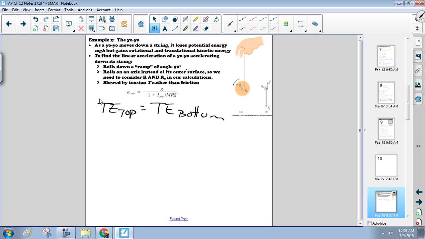Okay. All right. So back to this. All right. So as the yo-yo moves, we're going to be converting gravitational potential energy into both kinetic energy and rotational kinetic energy, right? Okay? So our GPE is just mgh, right? Our KE is just 1/2 mv squared.